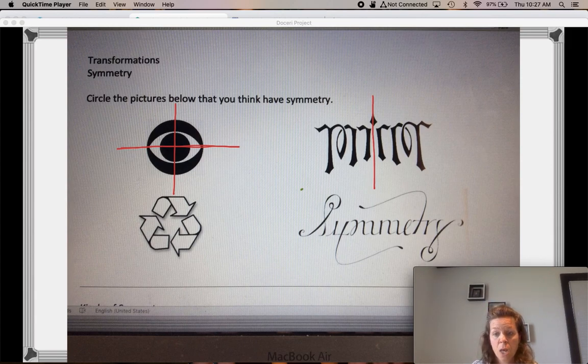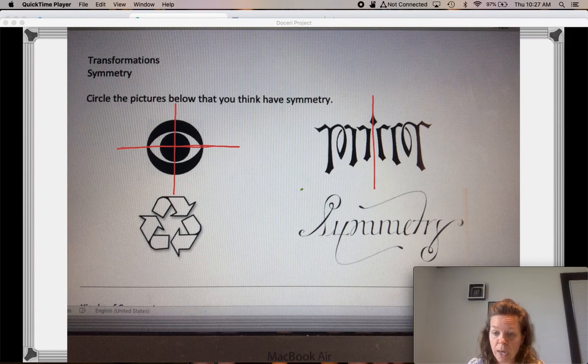And then that last one, which actually says the word symmetry, again in kind of a clever font, if we try a horizontal line, no, top and bottom don't match. If we try a vertical line, I kind of missed the middle again there, but still we can see left and right don't match. If we try a diagonal line on that one, I'm not feeling too great about that either. So that one doesn't look like it has any lines of symmetry.